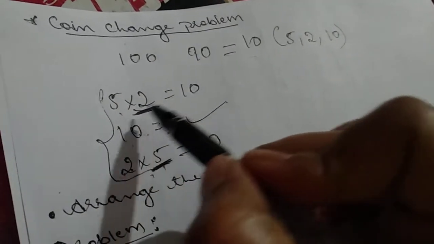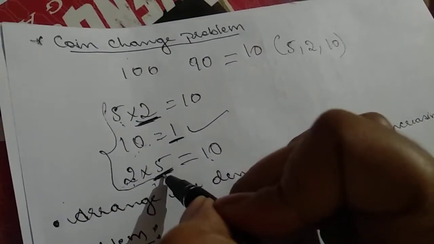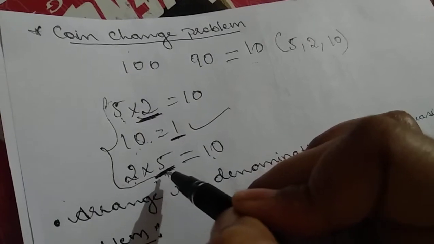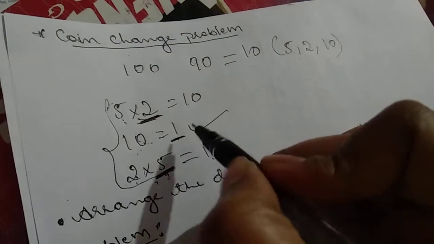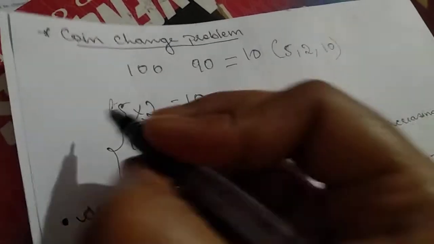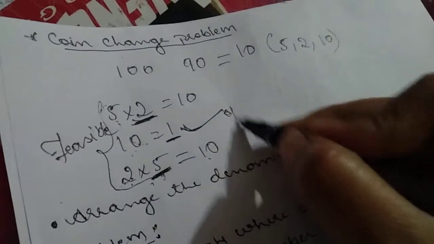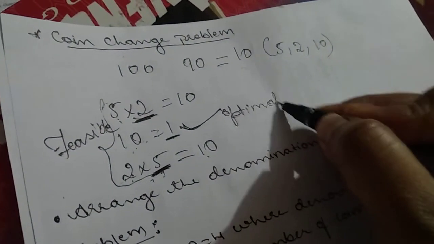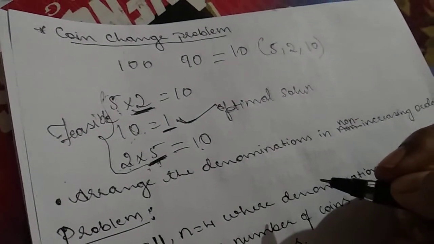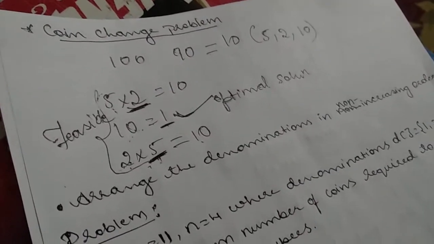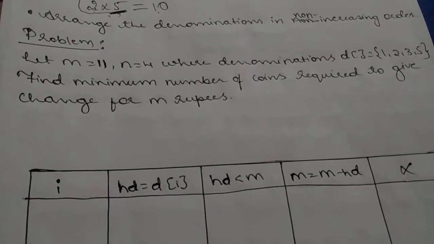I'll just tell you one more time. 5 rupees 2 coins, or 10 rupee 1, or 2 rupees 5. These are feasible solutions. Here giving 1 note is better than giving 2 notes or 5 notes. Then we consider this as the optimal solution. These are all feasible and this is the optimal solution. In order to solve this problem, first we have to arrange all the denominations in decreasing order. Means first the highest denomination should come and then the least.